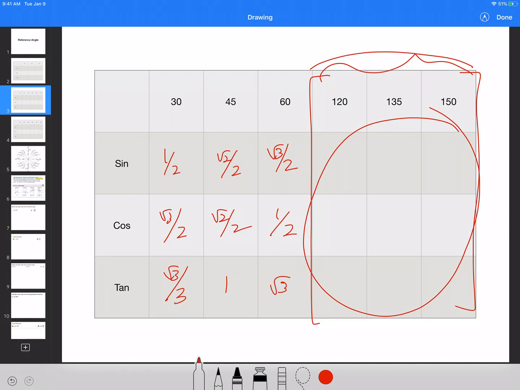And to find out the tangent value, if you guys don't remember, tangent is always going to be sine over cosine. So whatever you found out for sine, you're going to have to divide it by cosine to find out the value of the last value.